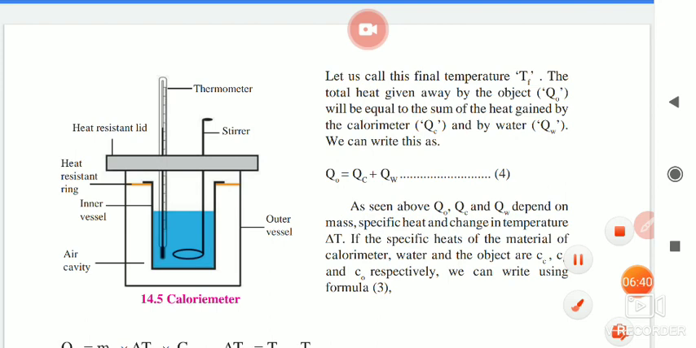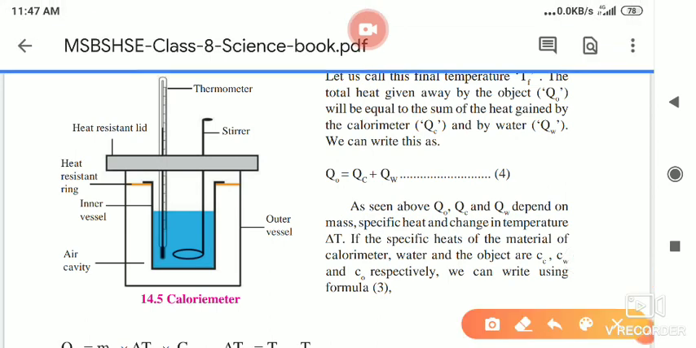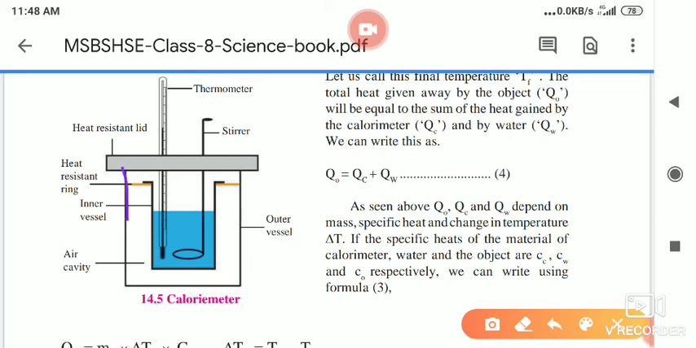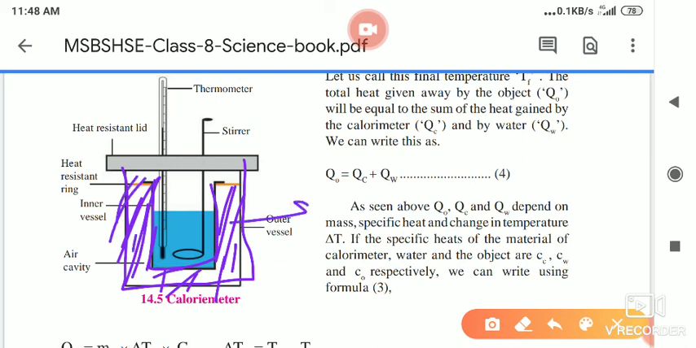First of all I will tell you generally how its construction is. One vessel is taken here, and this is called the outer vessel, and here one more vessel is there, called the inner vessel. The space in between the outer and the inner vessel is filled with heat resistance material. From that, heat does not go out of the vessel. It remains inside only.